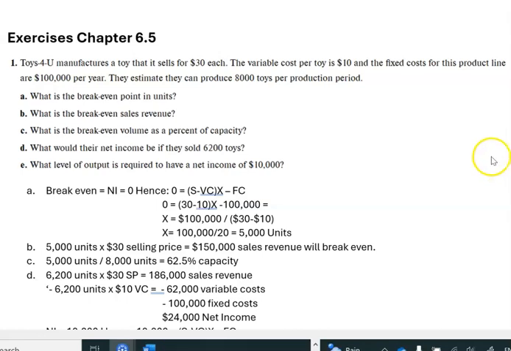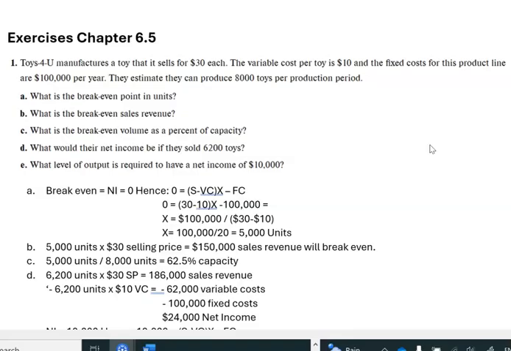Hi everyone. Okay, let's start going over the assigned exercises for Chapter 6, Part 5, which has to do with break even. Okay, so Toys for You manufactures toys and it sells each of them for $30.